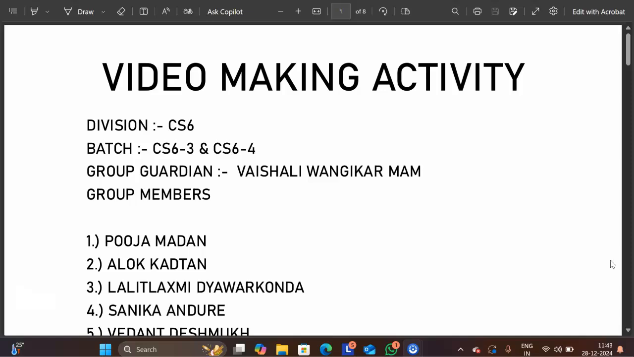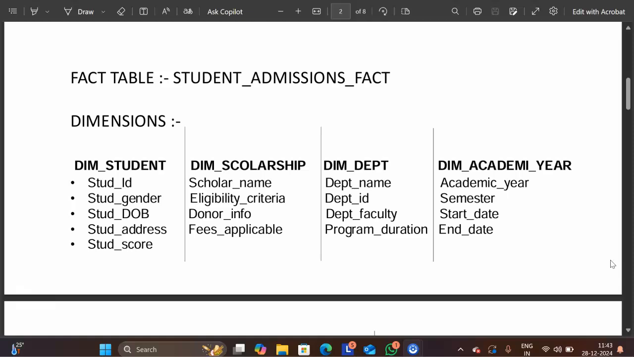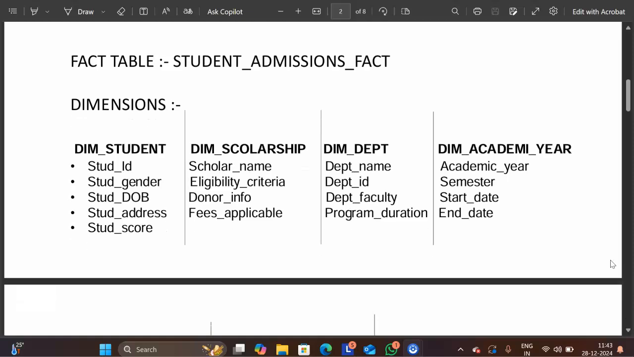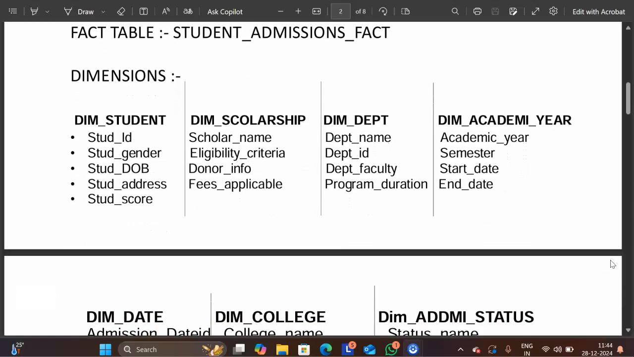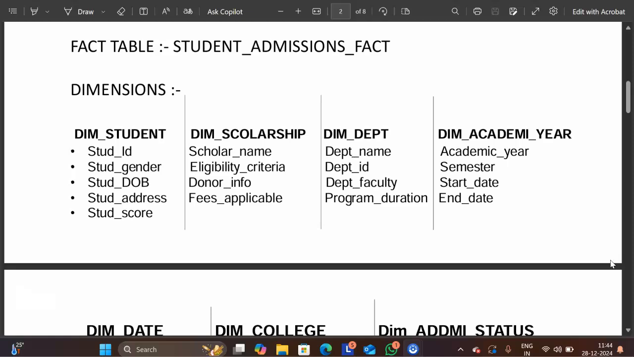The first dimension is the student dimension, which consists of a student ID primary key. The next attributes are student gender, student date of birth, student address, student score. The next dimension is the scholarship dimension, which consists of scholar name, eligibility criteria, donor info, and the fees. The next dimension is the department dimension, which consists of department name, the department ID, department faculty, and the program duration. The department ID is a primary key.